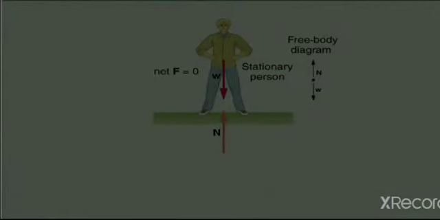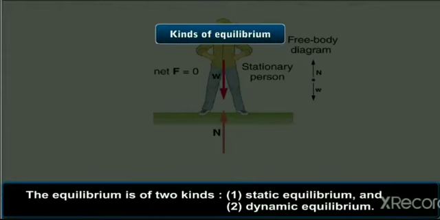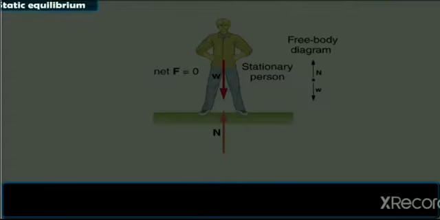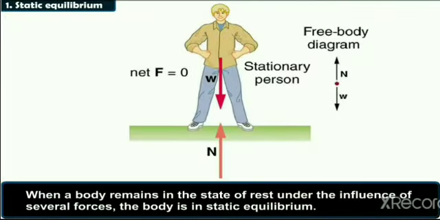Kinds of equilibrium. The equilibrium is of two kinds. 1. Static equilibrium, and 2. Dynamic equilibrium. 1. Static equilibrium. When a body remains in the state of rest under the influence of several forces, the body is in static equilibrium.